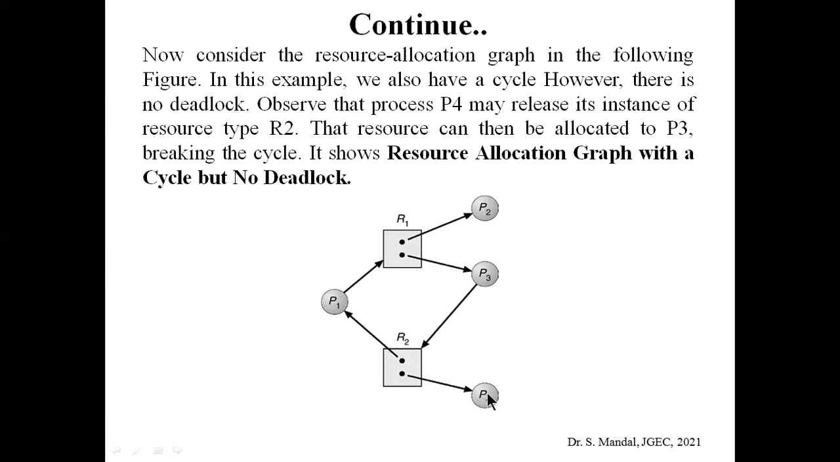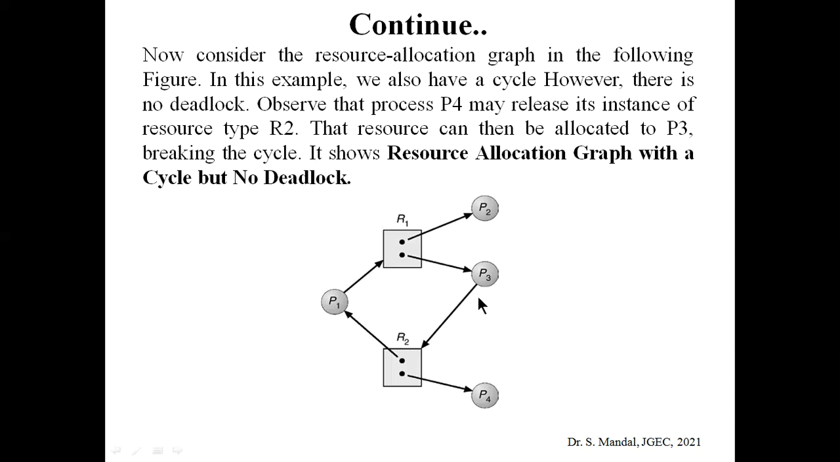Okay, that means if P4 releases the R2 resource, this R2 resource can be instantly allocated to P3, and it will break the respective cycle. So here you can see that in that scenario, though the resource allocation graph contained a cycle, there is no deadlock. Deadlock will happen when all the process nodes are in the same cycle, but here two processes are not in the cycle. Only P1 and P3 are in the cycle.